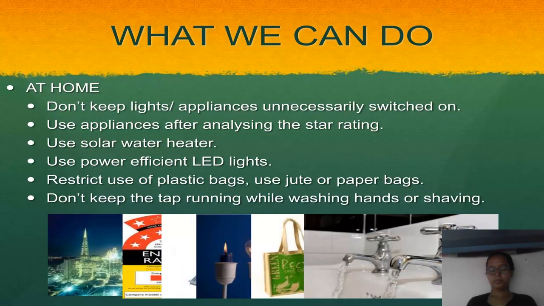Next, at home, how can we conserve energy? Don't keep lights or appliances unnecessarily switched on, and use appliances after checking the star rating. Use a solar water heater and power efficient LED lights, and restrict the use of plastic bags. Use jute or paper bags, and don't keep the tap running while washing hands or shaving. These are mistakes we unnecessarily make at home.